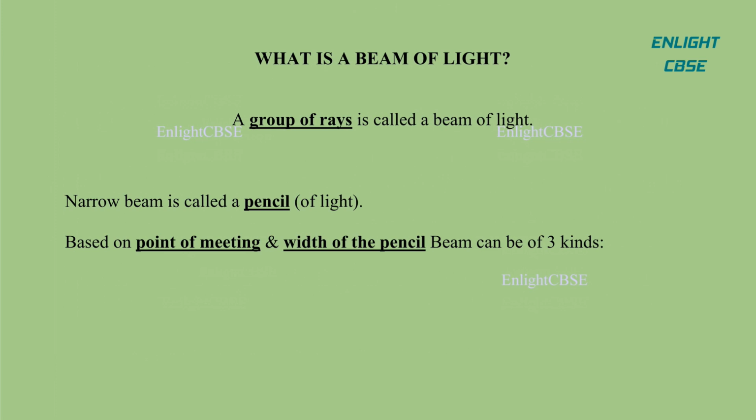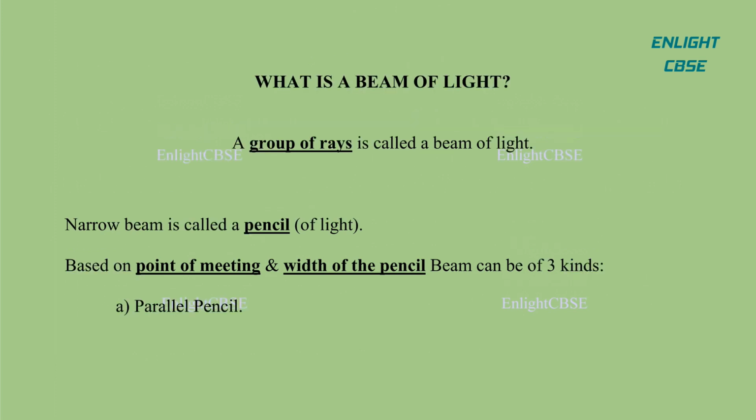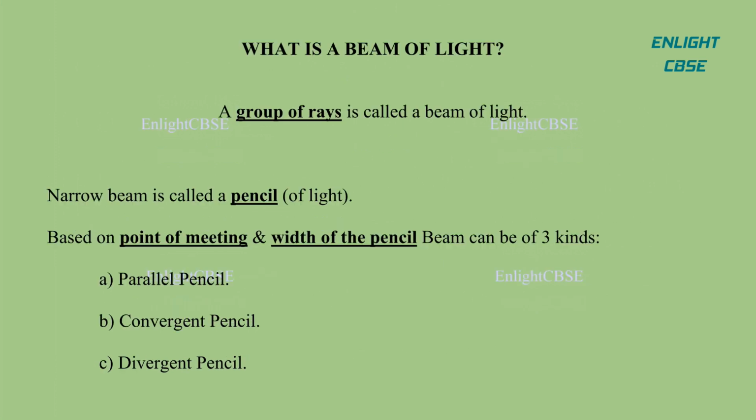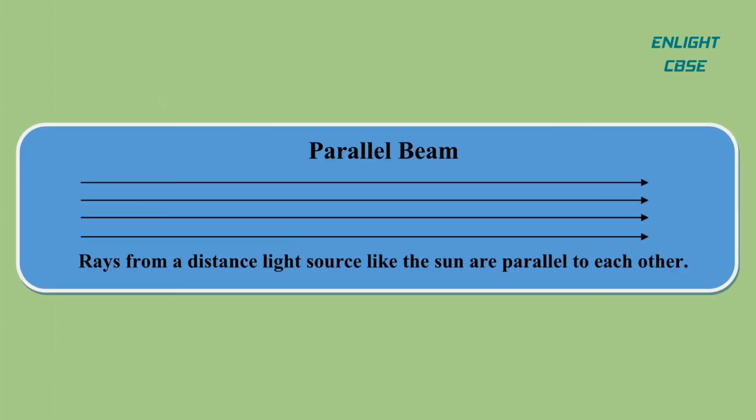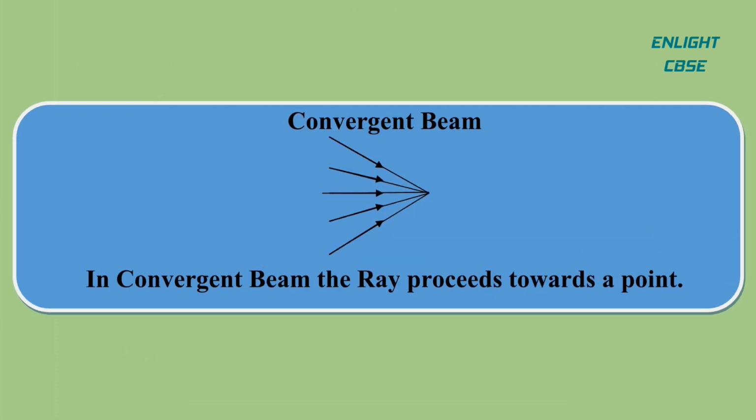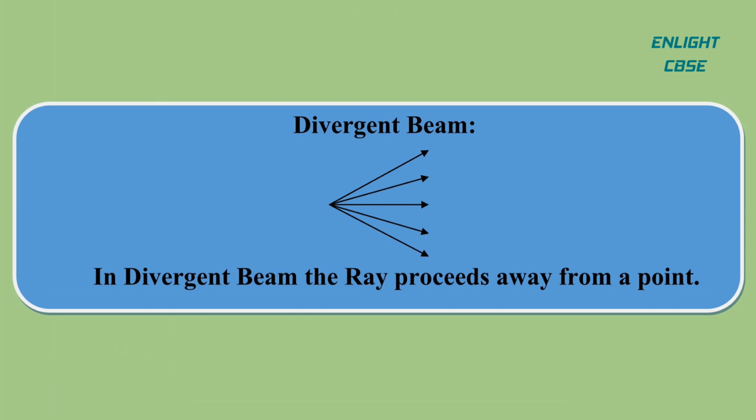Based on the point of meeting and width of the pencil, a beam can be of 3 kinds: A. Parallel pencil, B. Convergent pencil, and C. Divergent pencil. A beam of light can be parallel, convergent, or divergent. Parallel beam: rays from a distant light source like the sun are parallel to each other. Convergent beam: the rays proceed towards a point. Divergent beam: the rays proceed away from a point.